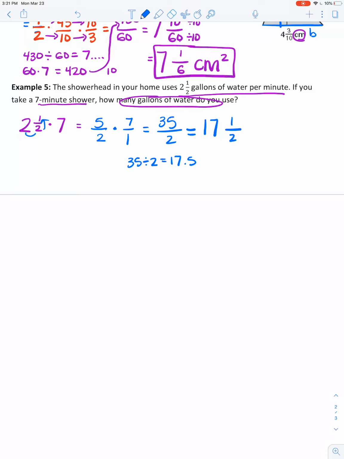All right, what is my unit here? I'm going to go back to the question and I'm going to read how many gallons of water do you use? So this is 17.5 gallons of water.